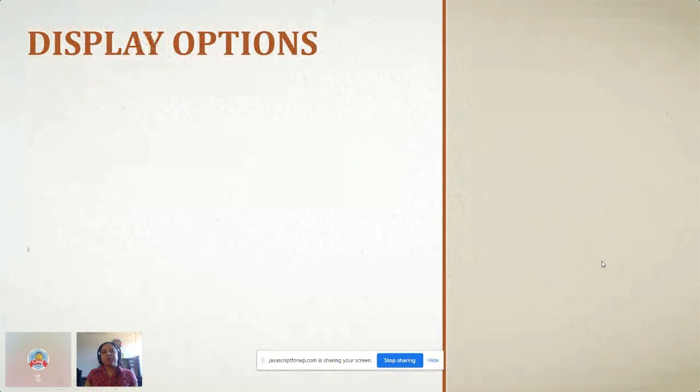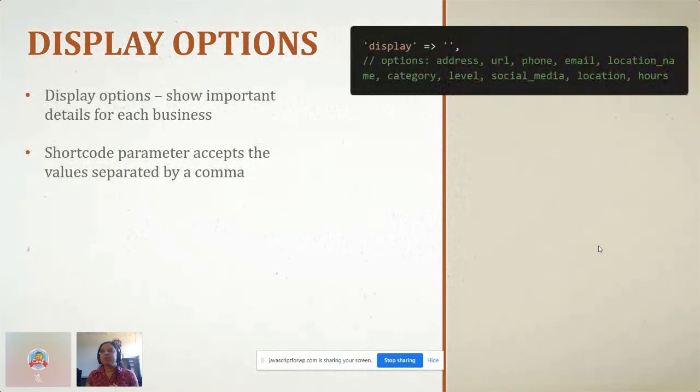Then I want to talk about some of the display options we have in our shortcode. This was by far, I think, the most complex part of the block, and also my favorite part of the block because of how nicely I think it turned out. The display options are the most important for our shortcode because they give the users the ability to display all these different features of the businesses, like I showed you in the business listings image before.